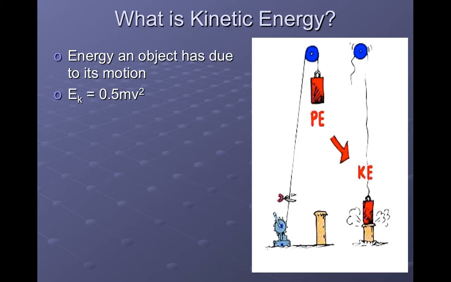What is kinetic energy? Kinetic energy is the energy of an object when it's moving or it's in motion. And it has an equation 0.5 times the mass times v squared. Mass is m, v is velocity.